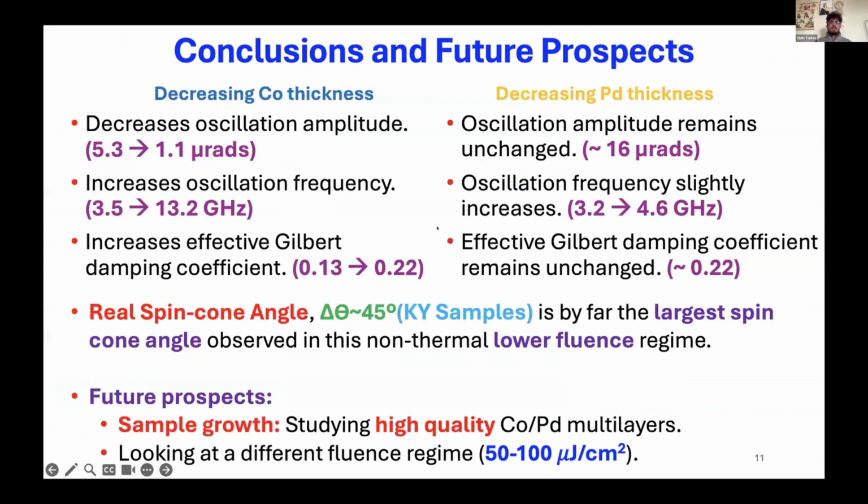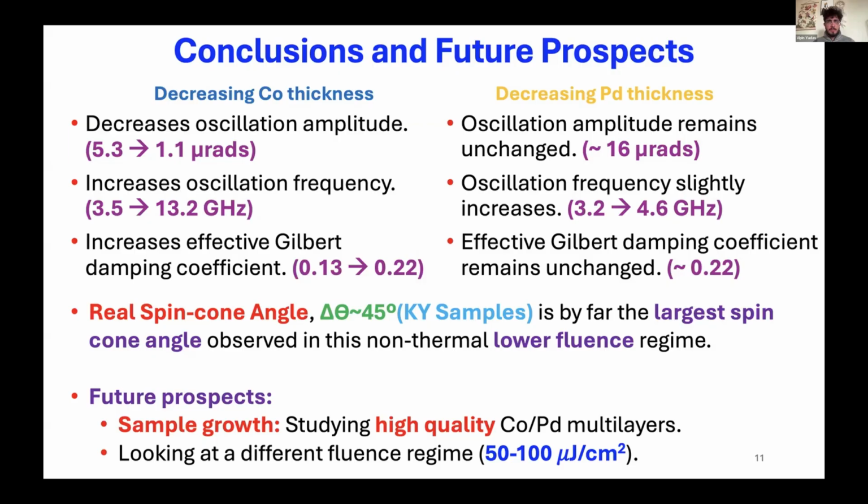So this brings us to the conclusion and future prospects. We saw that decreasing cobalt thickness leads to a decrease in oscillation amplitude. We saw an increase in oscillation frequency and an increase in Gilbert damping coefficient. While decreasing palladium thickness, we observed no change in amplitude, a very slight change in frequency, and the effective Gilbert damping coefficient was almost the same. And we saw a real spin cone angle of about 45 degrees, by far the largest spin cone angle observed at this lower fluence regime.